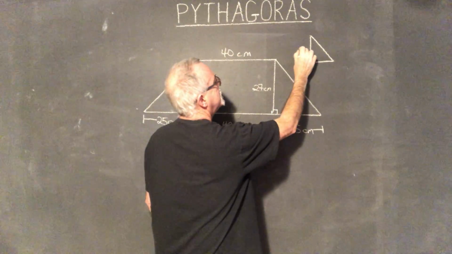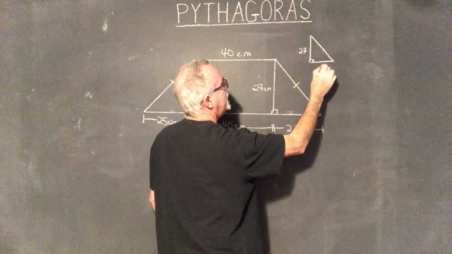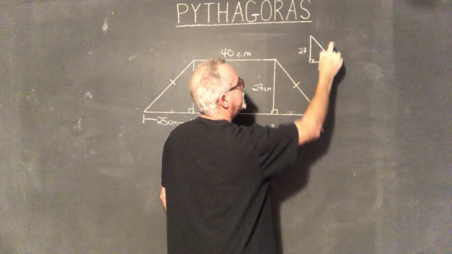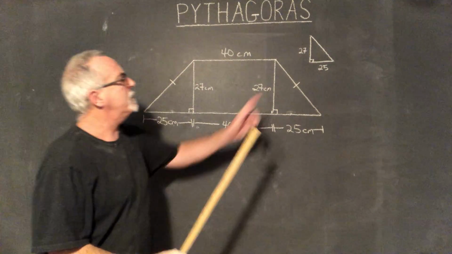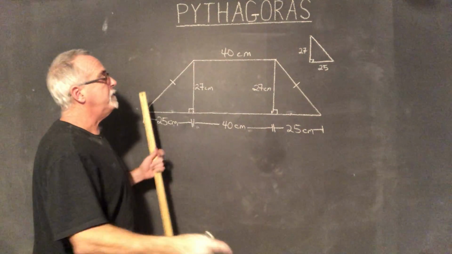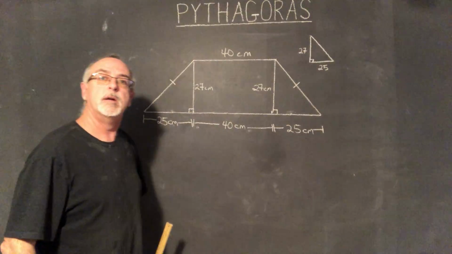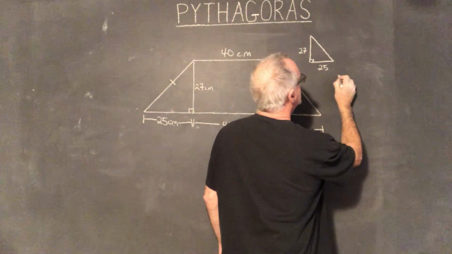And if this is 27 and this is 25, then I can use Pythagoras' theorem to find the length of the hypotenuse, and then I'll have enough information to find my perimeter. Do I have enough room over here? Yes, I do. I'll start here.